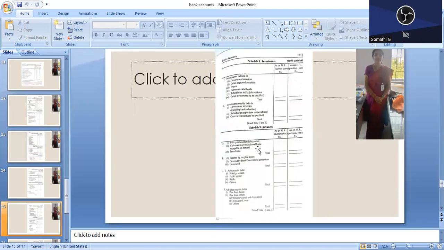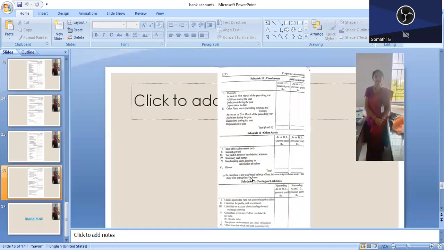Advances means bills purchased and discounted, cash credit, overdraft, loans, term loans, secured by tangible assets, covered by bank or government guarantees, unsecured. Next one is advances in India: priority sector, public sector, bank sector, others. Advances outside India: due from bank, due from others, syndicated, others.